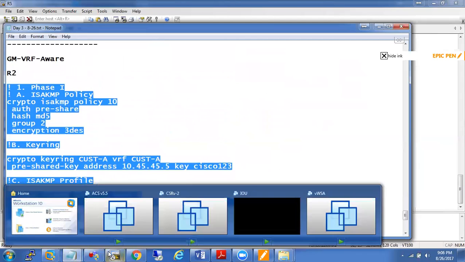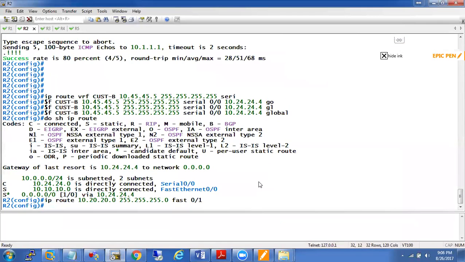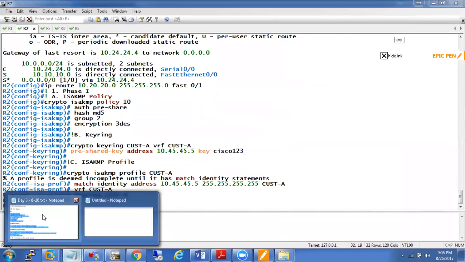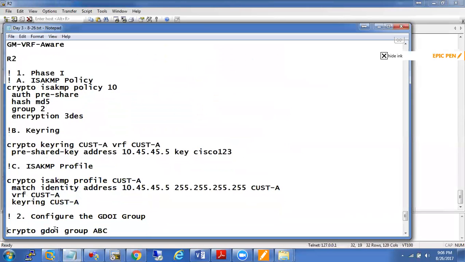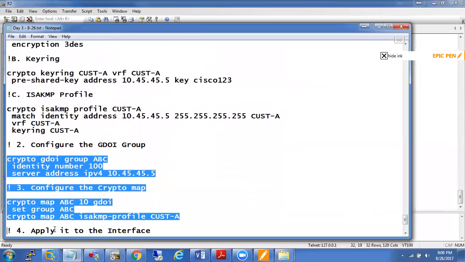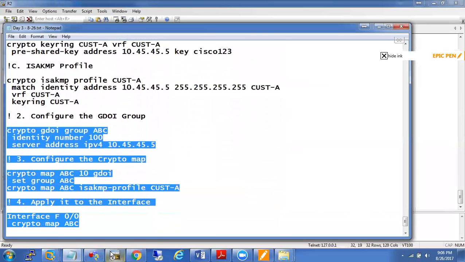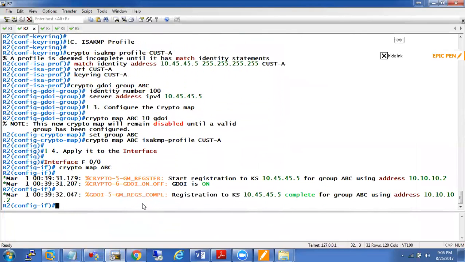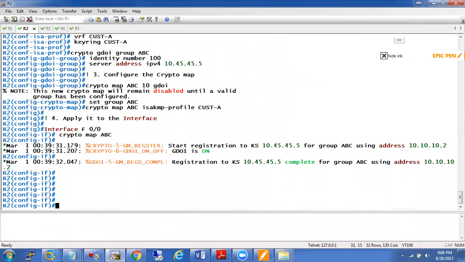Copy R2. Looks good. Then the crypto map. This one should be okay. Applied, registration complete. So now at this point I should be able to ping 10.1.1.1 from the VRF cust A, ping 10.1.1.1, source 10.2.2.2.